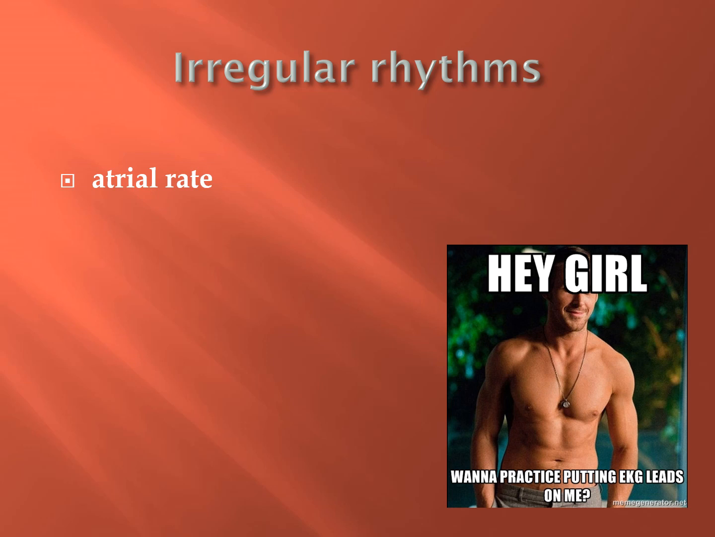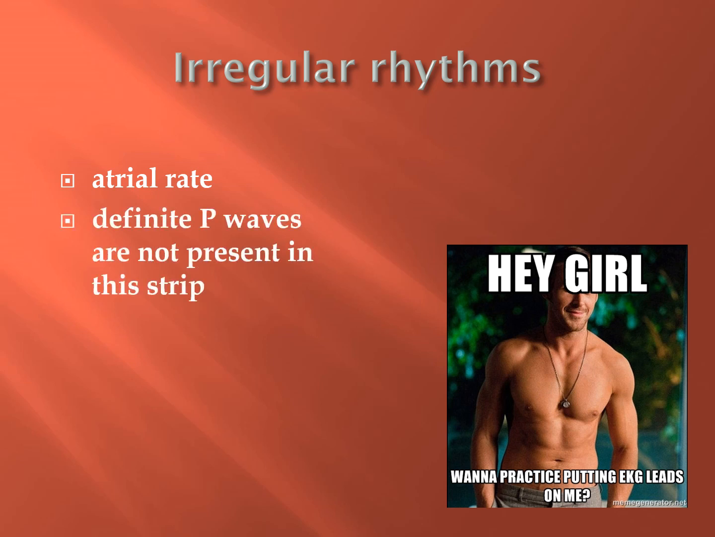Irregular rhythms: if you want to count the atrial rate, you have to have definite P waves, which are not present in this strip. So you need to look at the P waves in a 6-second strip and multiply by 10. You cannot count the boxes in between P waves in an irregular rhythm. If it's regular, use the box method, divide by 300. If it's irregular, you cannot do the box in between. You have to get a 6-second strip, count the number of P waves, and multiply it by 10.